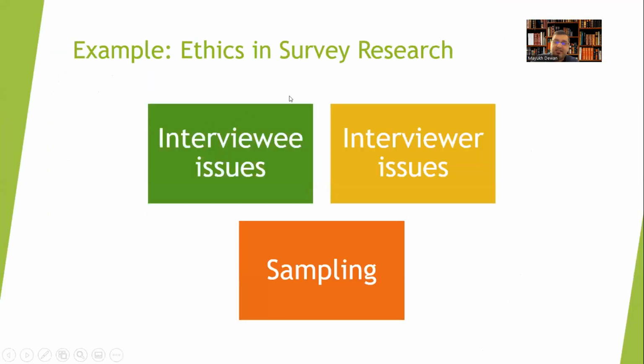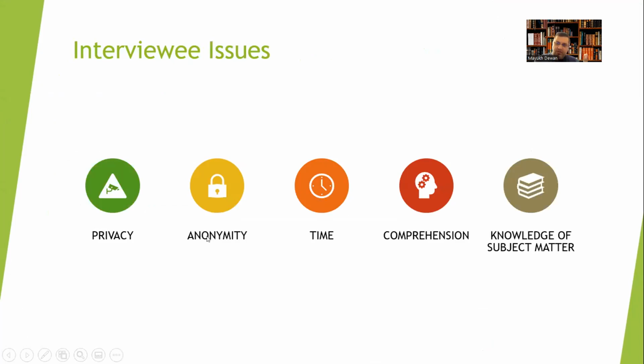Ethics in survey research: whenever we are doing qualitative surveys, we have ethical issues towards the interviewee, towards our side, the interviewer, and also ethical issues in the sample or the data which we collected. So ethical issues can happen everywhere: towards the people, towards us, or towards the data collected. For the interviewee, you could have issues like privacy, anonymity, their time, their understanding of your research, what exactly you are trying to do, and knowledge of the subject matter. Sometimes they don't even know what kind of research you are doing, and you start extracting data from them. So ethical issues can arise there.